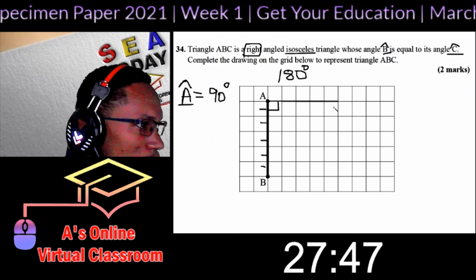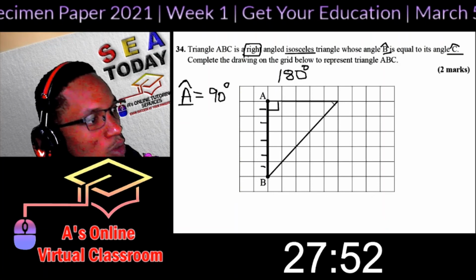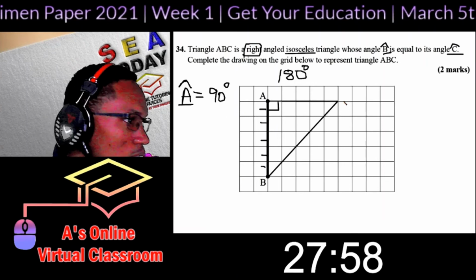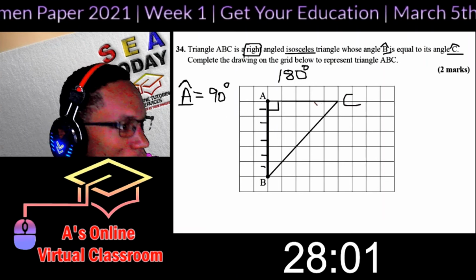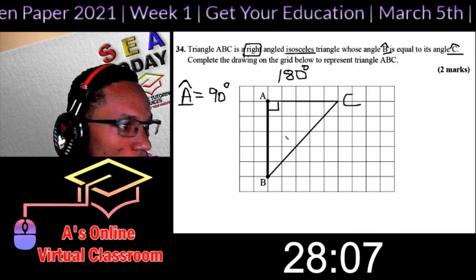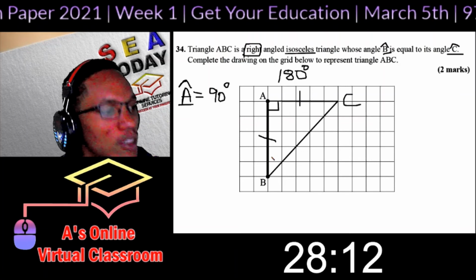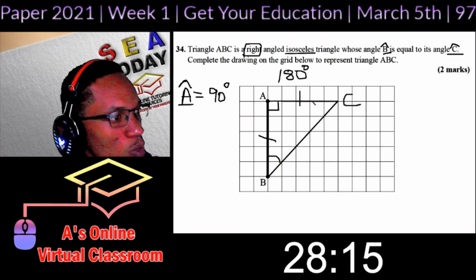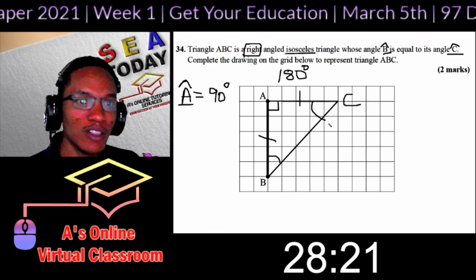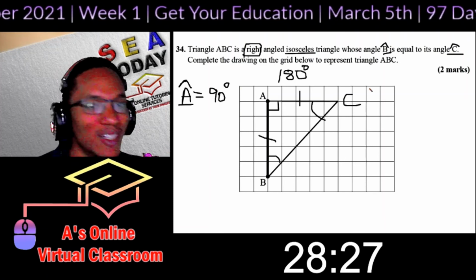And to complete our triangle, we'll do that. 1, 2, 3, 4, 5. 1, 2, 3, right. And we'll label this point here C, and let's get rid of this here. To show that these 2 lines are equal, we put a line here and a line here, and to show that we're going to put these 2 angles in here. And there we have our isosceles right angle triangle with angles B and C being the same and line AB and AC being the same length.